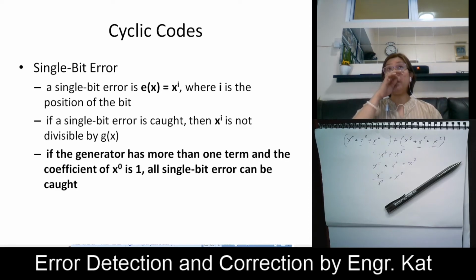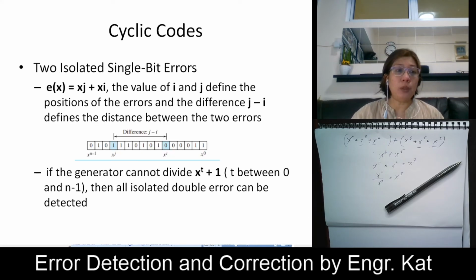What should the structure of G(X) be to guarantee the detection of the first type, a single bit error? A single bit error is represented by E(X) equal to X raised to I, where I is the position of the bit. If a single bit error is caught, then X to the I is not divisible by G(X), meaning there is a remainder. So how can we make sure the generator can detect a single bit error? If the generator has more than one term and the coefficient of X raised to 0 is 1, we can be assured that all single bit errors can be detected.